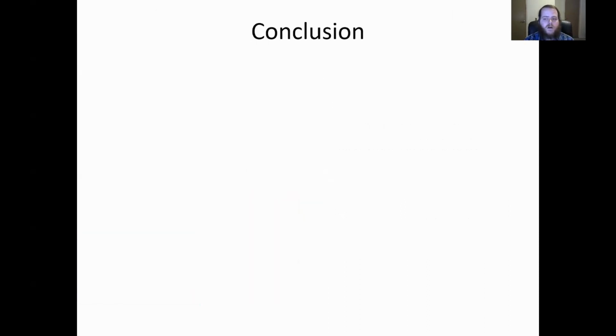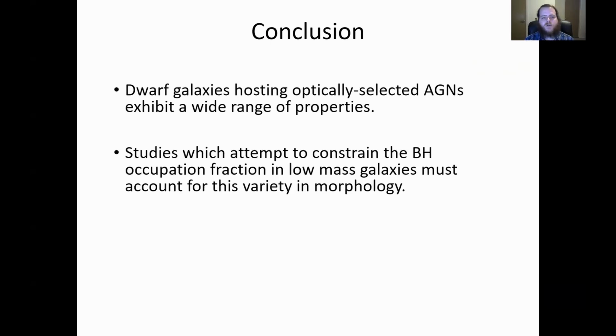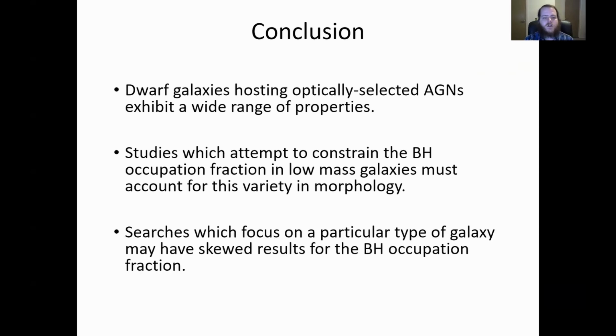So to wrap up, we have found dwarf galaxies hosting optically selected AGNs exhibiting a wide range of properties and morphologies. This is important to remember, as any study which attempts to constrain the black hole occupation fraction in low mass galaxies in an effort to probe formation channels needs to account for this variety in morphology, because any search which focuses on a particular type of galaxy, like early types, may have skewed results for the occupation fraction of black holes.